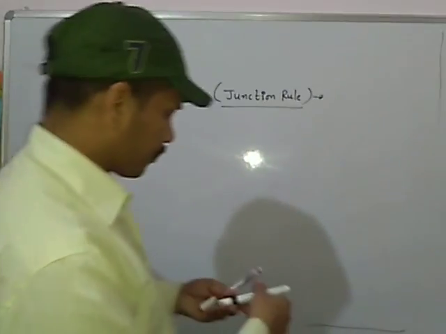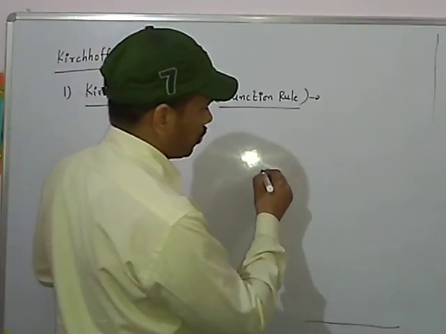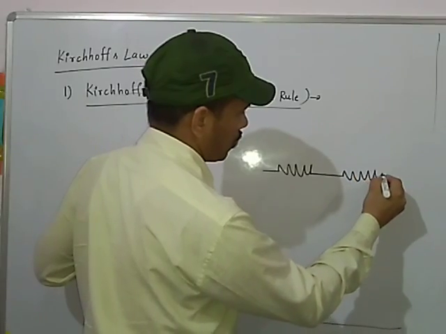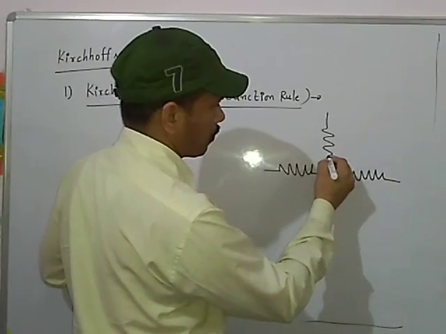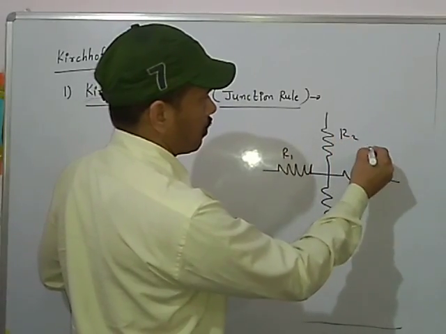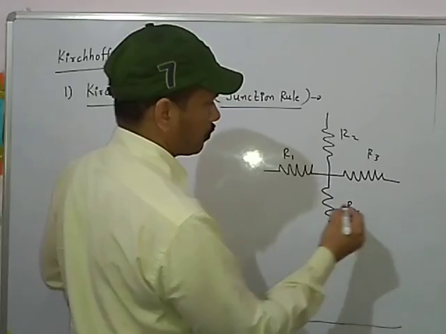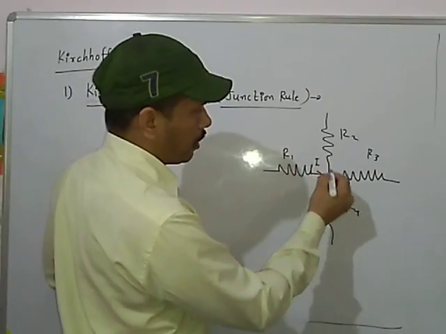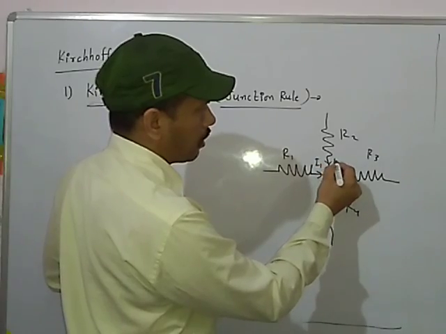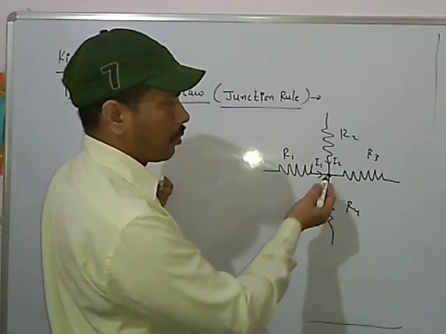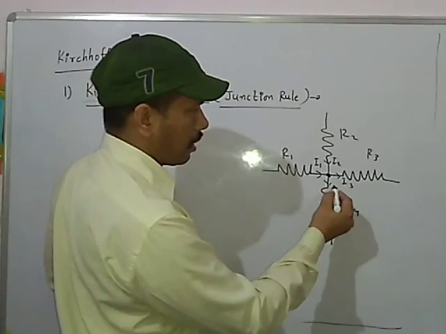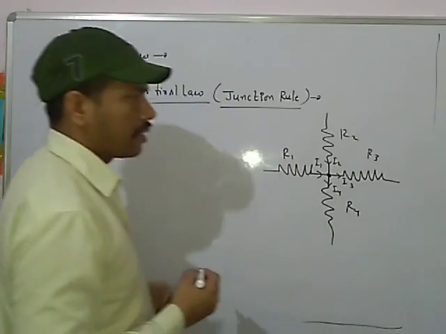For example, if we consider a circuit here, suppose these are the resistors. This is any circuit. The resistances may be R1, R2, R3, R4. I1 is the current reaching this point. I2 is the current reaching the same point, which is known as the junction. I3 is the current leaving the junction. I4 is the current which is leaving the junction.